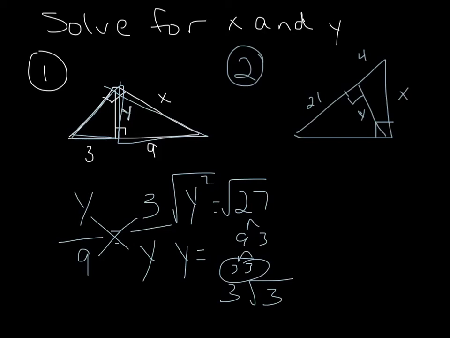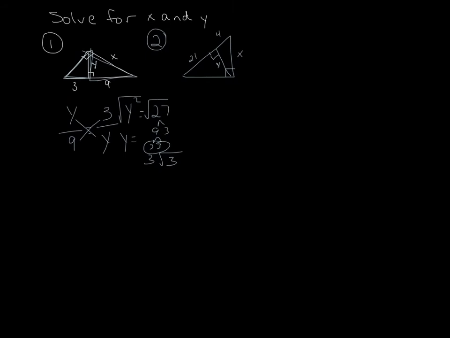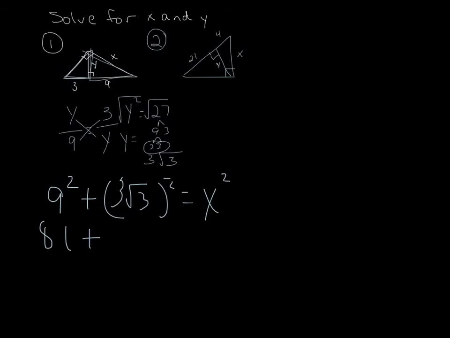Or you could just use the Pythagorean theorem. So what I'm going to do, make that a little bit smaller, sorry. And then I'm going to do 9 squared plus 3 square root of 3 squared equals X squared. So 81 plus, now 3 square root of 3 squared, remember that was from right here, square root of 27 squared, which is just 27, equals X squared. 81 plus 27 is 108, equals X squared.